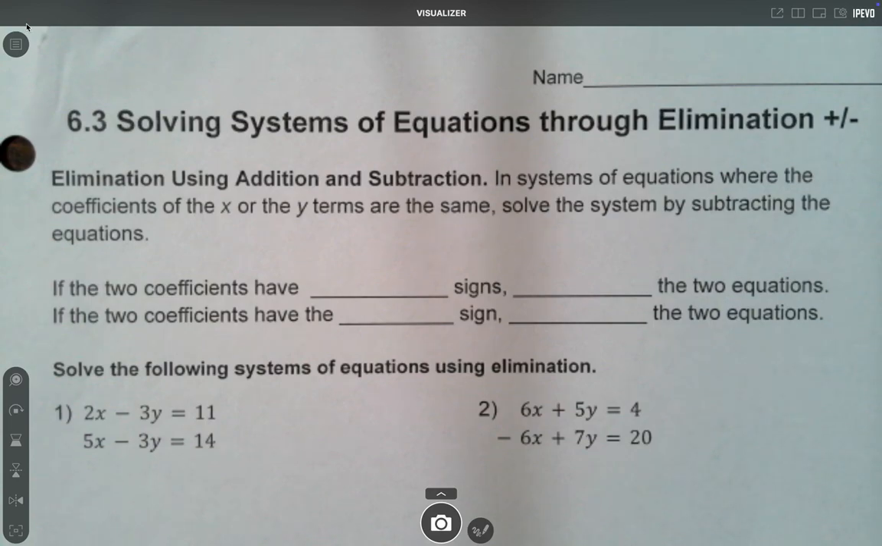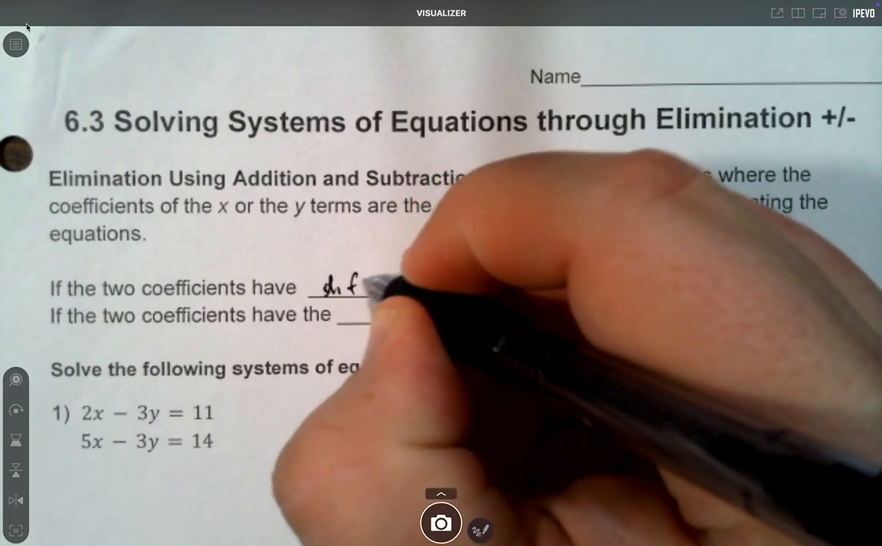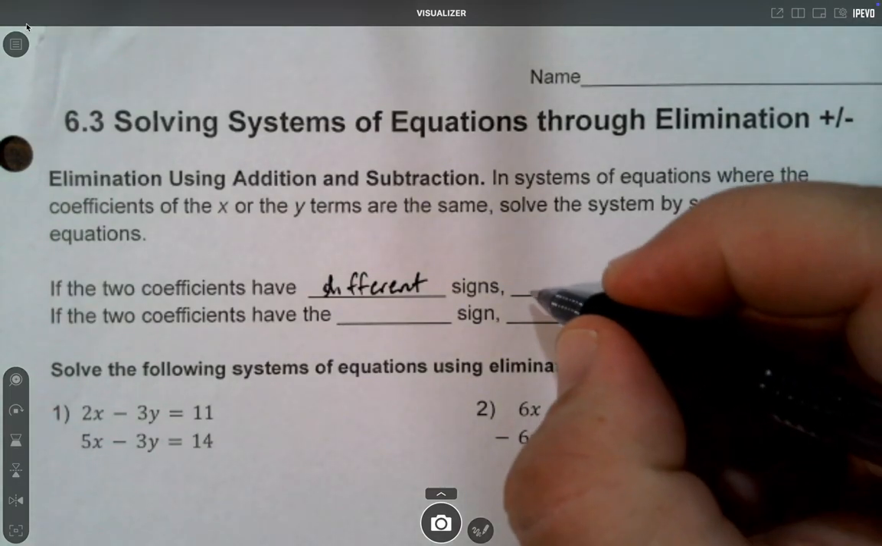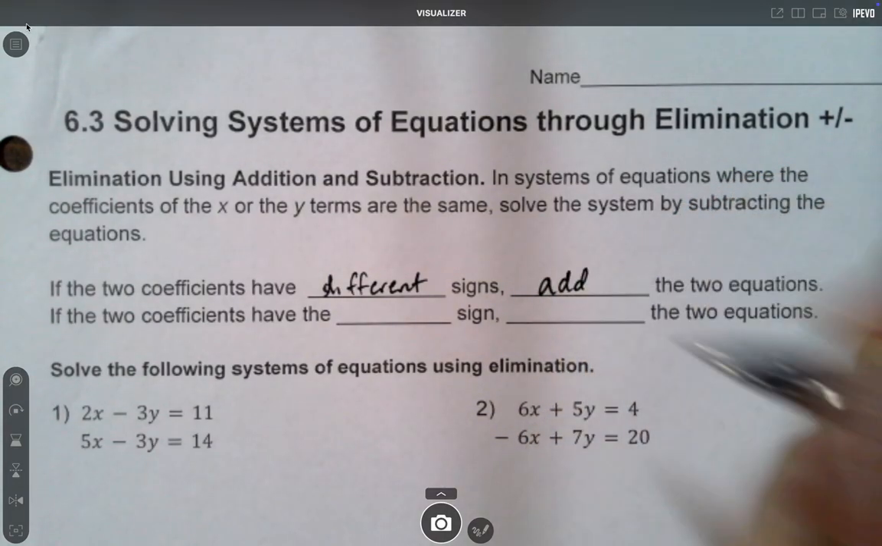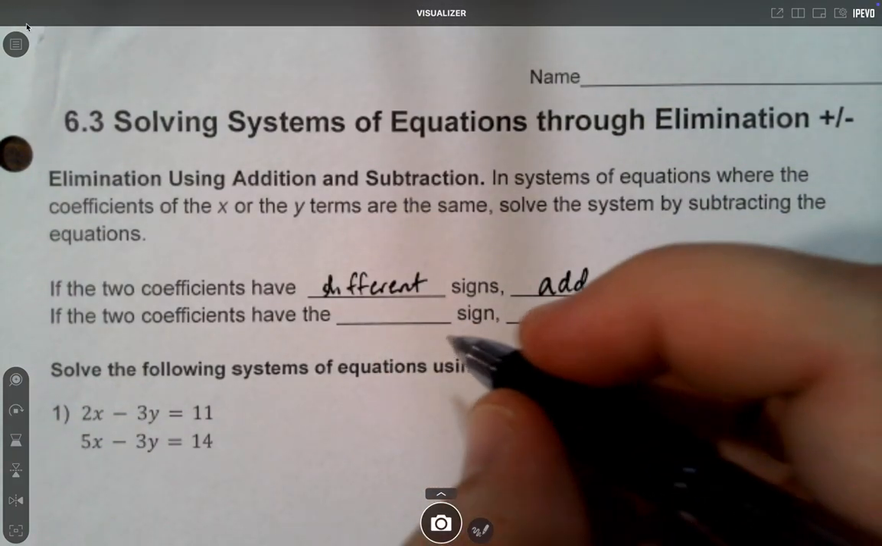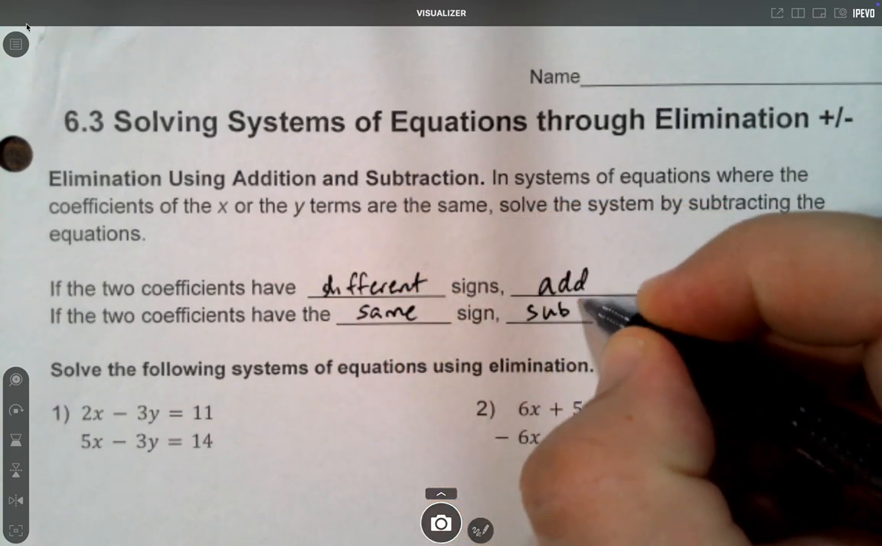In a system of equations where the coefficients of the x or the y terms are the same, solve the system by subtracting or adding the equations. So, if the 2 coefficients have different signs, meaning one's negative and one's positive, or vice versa, then you will add the 2 equations. Different, add. If the 2 equations have the same sign, subtract.